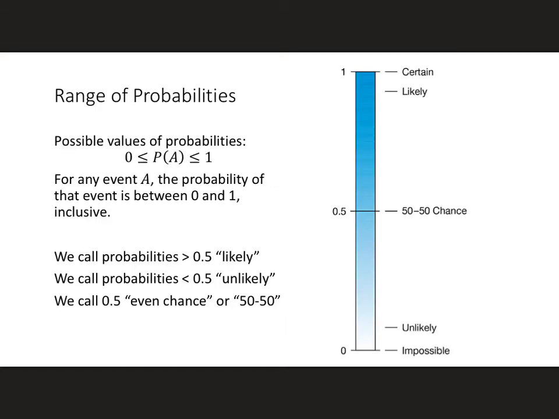When we're looking at a range of numbers for probabilities, the possible values are going to be between 0 and 1. So for any event A, the probability of that event should be between 0 and 1 inclusive, meaning 0 would be completely impossible and 1 is certain to happen. We call probabilities that are greater than 0.5 likely and probabilities that are less than 0.5 unlikely. If you see one that is exactly 0.5, or even chance, that's a 50-50 chance.